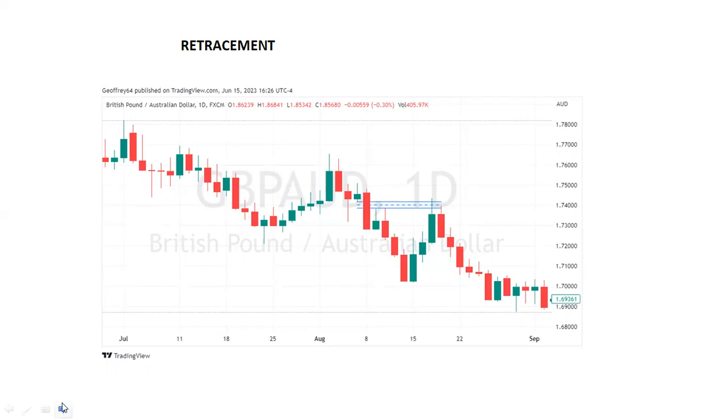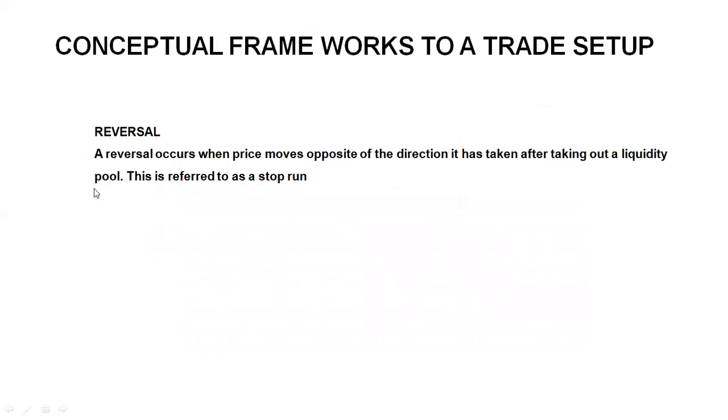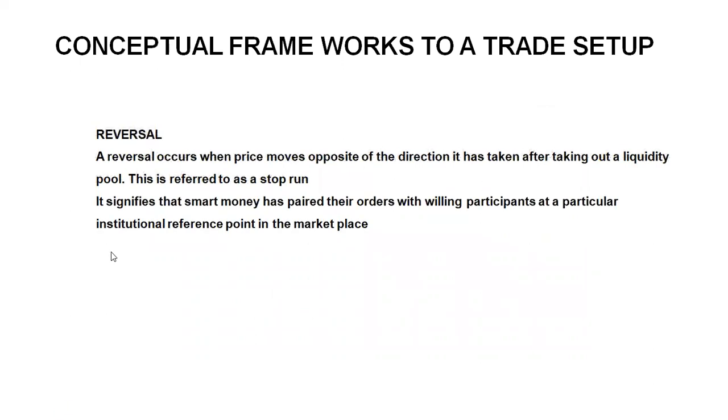All right. Now let's talk about the reversal. The reversal occurs when price moves opposite of the direction it has taken after taking out a liquidity pool. This is referred to as a stop run, right? It signifies that smart money has paired their orders with willing participants at a particular institutional reference point in the marketplace. So smart money is looking to pair their buys with sells and sells with buys, right?